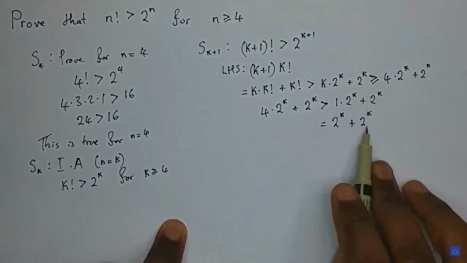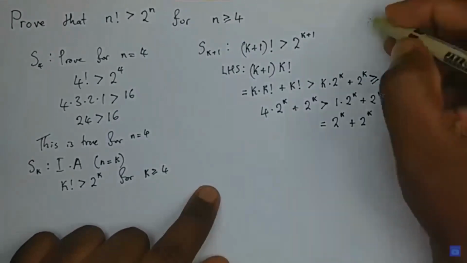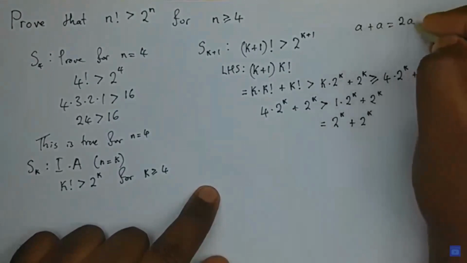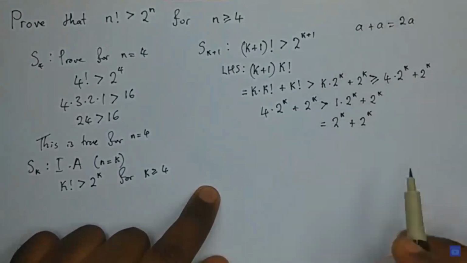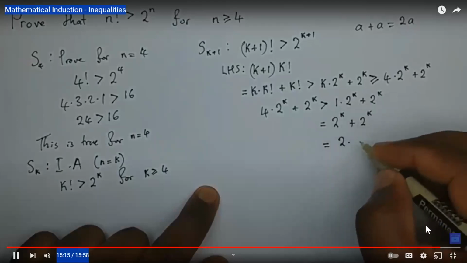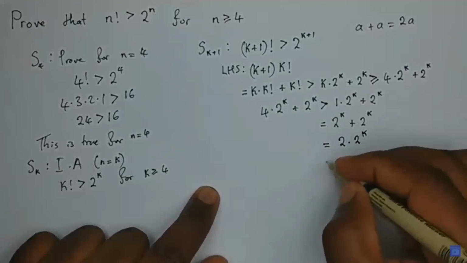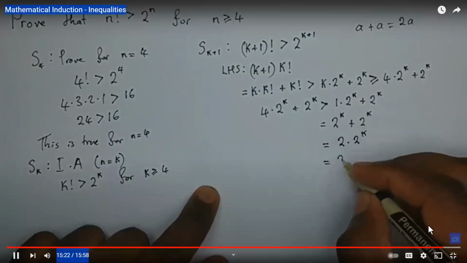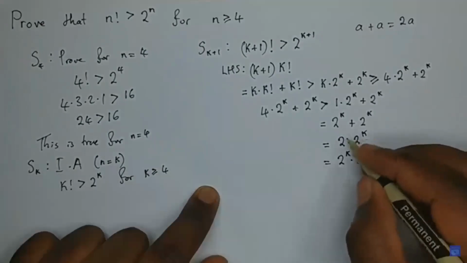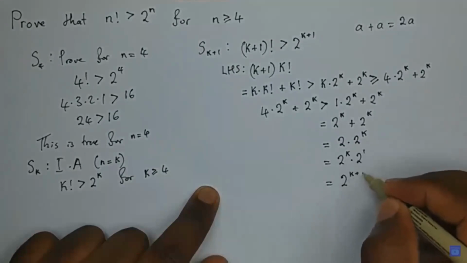So now, it's just a matter of adding these two. Adding these two, we're just going to get 2 of these. This is as good as algebra when you have a plus a, because it's just 2a. Since we're adding like terms, we get 2 of these: 2 times 2 to the k. Then this will be the same as 2 to the k multiplied by 2 to the 1, then this will be the same as 2 to the k plus 1.